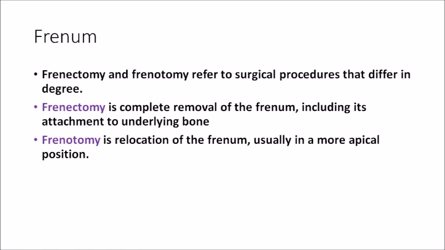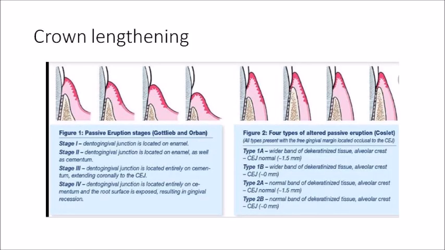But frenotomy doesn't involve complete removal of the frenum. It is just a relocation of the frenum, usually to a more apical position. So if you are cutting the frenal attachment and relocating it apically, it becomes a frenotomy. And frenectomy means cutting this frenum fully and its attachment to the underlying bone is also removed. Clear with that?